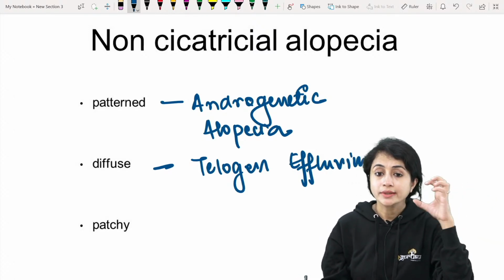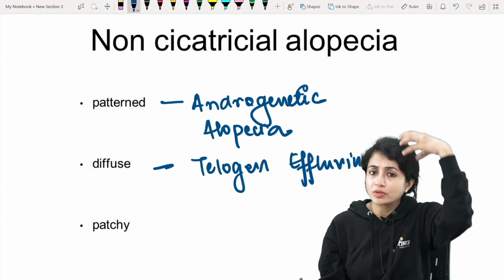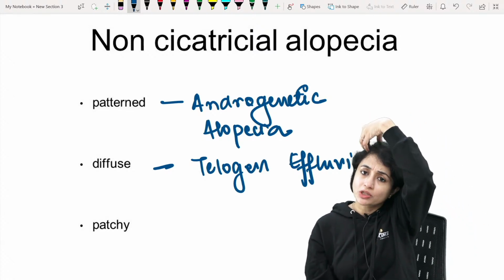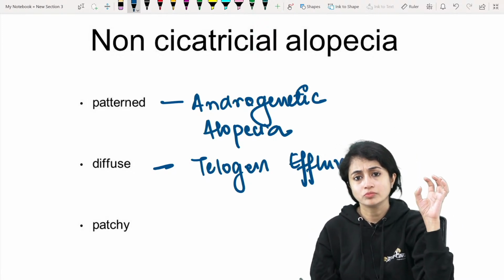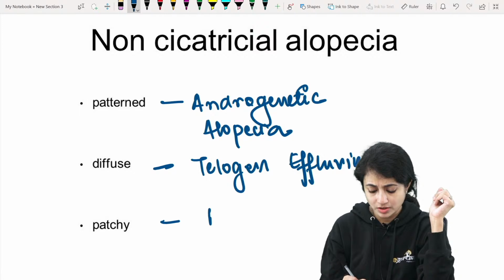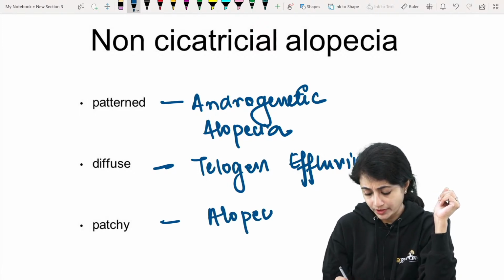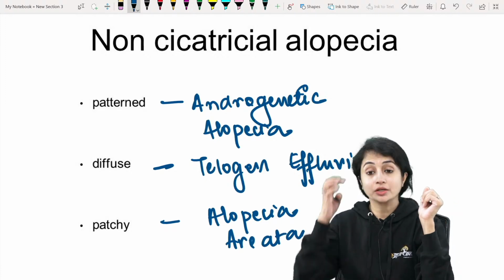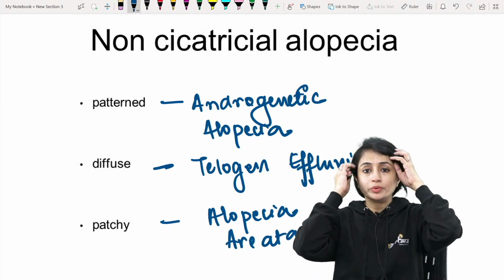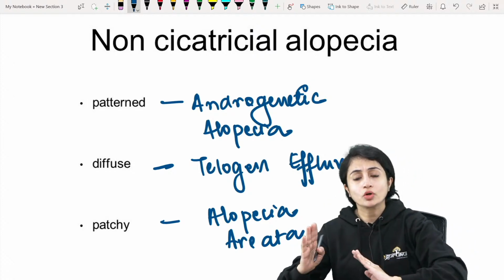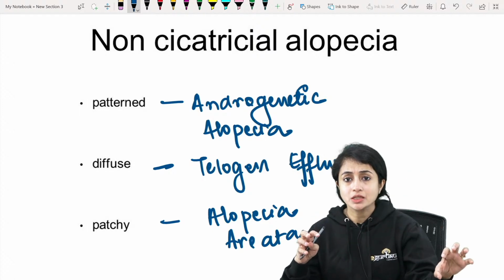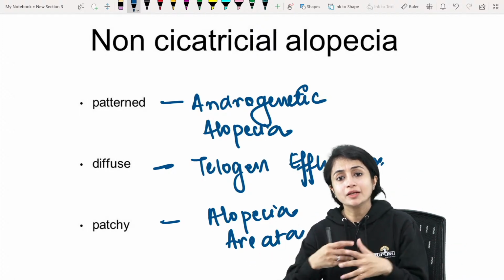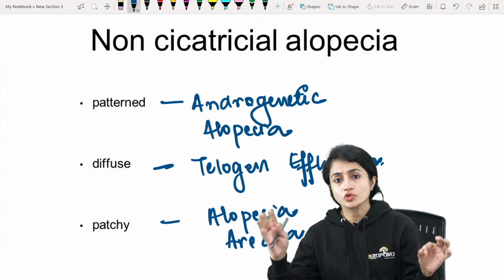Then what other type of alopecia can be there? It can be in the form of patches. Patient comes to you, there are small patches of hair fall. Patches. This is alopecia areata. So these are three main types of non-cicatricial alopecia, and you should know that if they are talking about a pattern, it is androgenetic alopecia. If it is patchy, it is alopecia areata, and if it is diffuse, it is telogen effluvium.